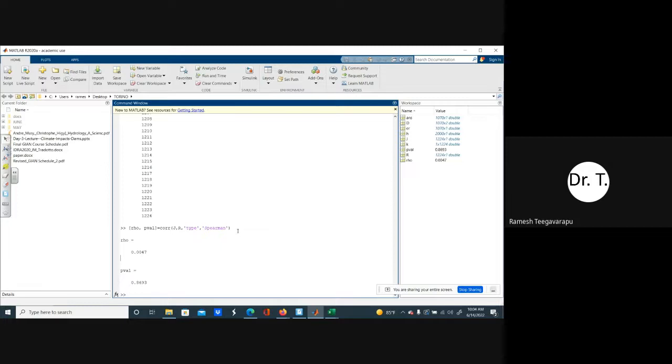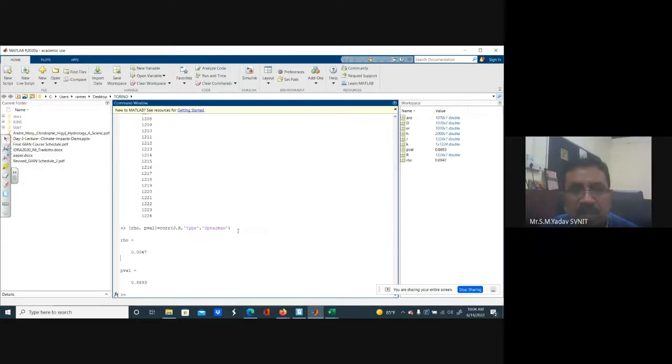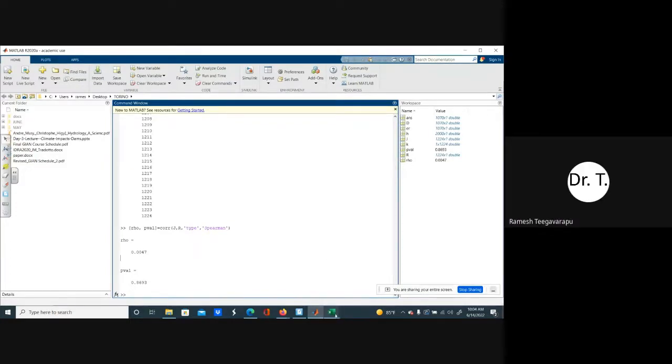Is everybody clear about that? So, sir, we conclude that this data is free from climate change impact. Is it? This is one test for us indicating that there is no trend, first of all.